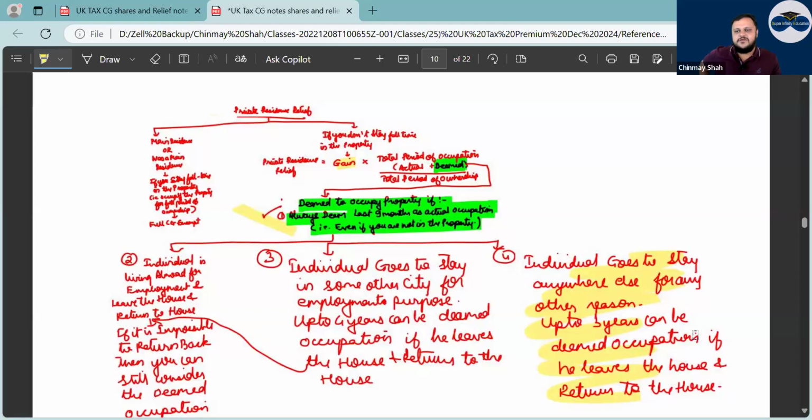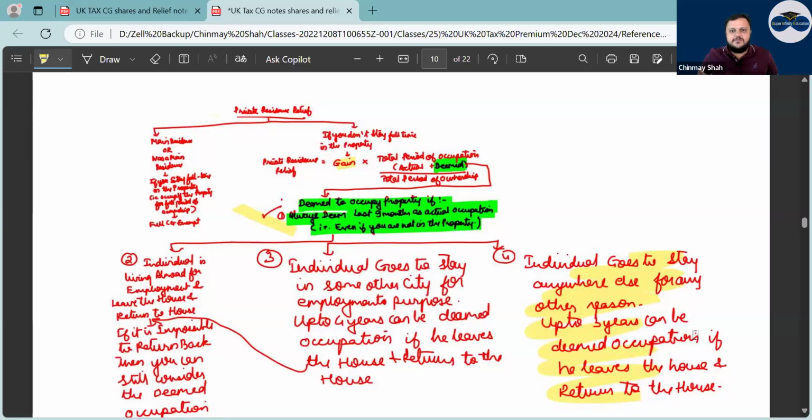But if you don't stay full time in the property, in that case, generally, let's say you bought the property for 50,000 and sell it for 150,000. So 100,000 is your CG. If you have stayed full time in the property, then the full 100,000 relief will be available. But if you have not stayed full time, your private residence relief will be gain multiplied by the total period of actual and deemed occupation, divided by the total period of ownership.